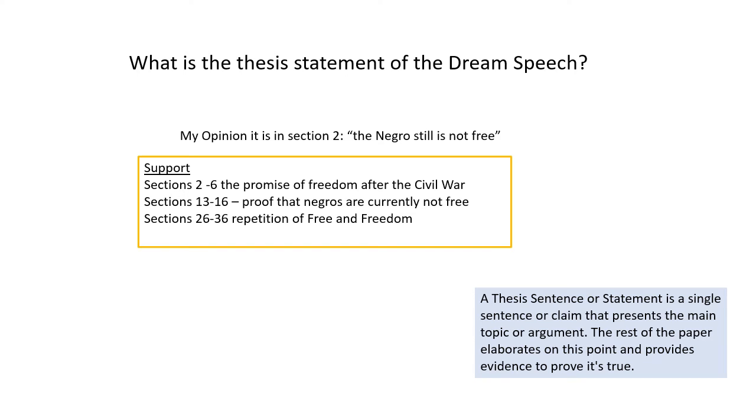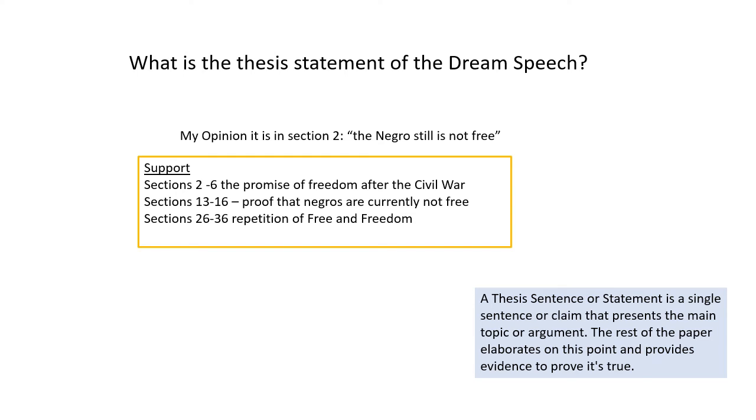And in my opinion, it's in section 2 where he says, the Negro is still not free. And how I support that, my view of what his thesis statement is: in sections 2 through 6, he talks about the promises made for freedom after the Civil War. So he's laying out his case.